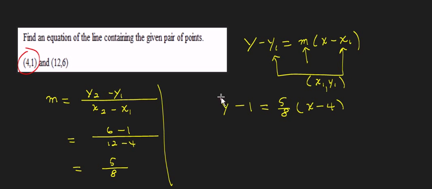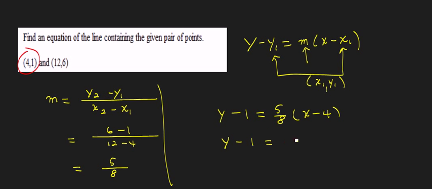Alright, so we're going to have some fractions to contend with here. The first thing we do is distribute the 5/8 through the parentheses, so we get y minus 1 is equal to 5/8 times x minus 5/8 times 4. Let's write that as 5/8 times 4 over 1. We can reduce that: 4 goes into 4 once, and 4 goes into 8 twice. So that simplifies down to 5 over 2.